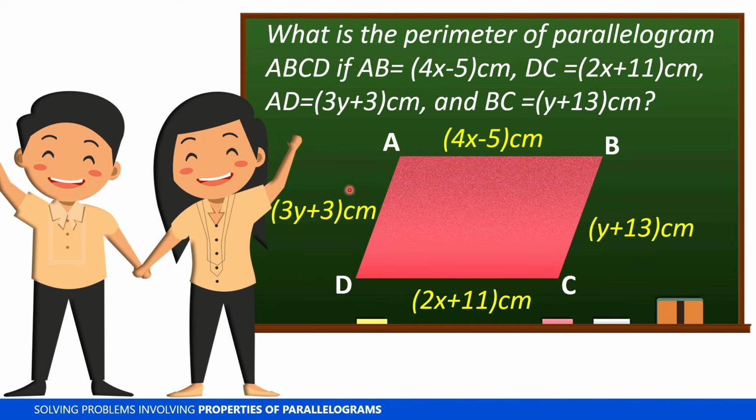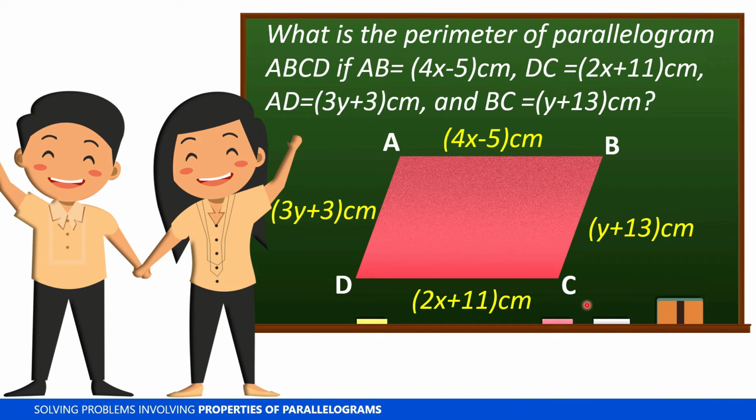Now let's proceed here to our last problem. What is the perimeter of parallelogram ABCD if side AB is equal to 4x minus 5 centimeters, and then side DC is equal to quantity 2x plus 11 centimeters, and then side AD is equal to quantity 3y plus 3 centimeters, and side BC is equal to quantity y plus 13 centimeters. So how are we going to solve for the perimeter of this parallelogram?